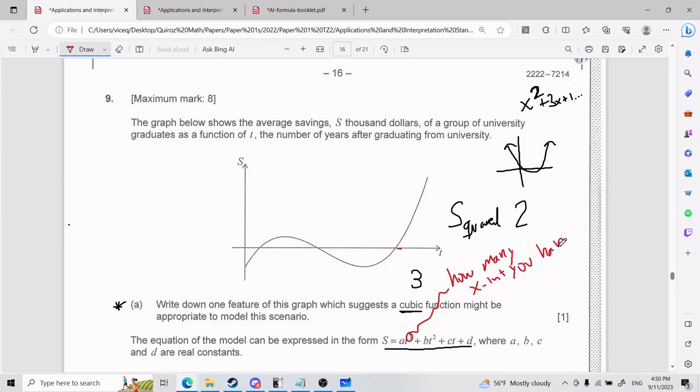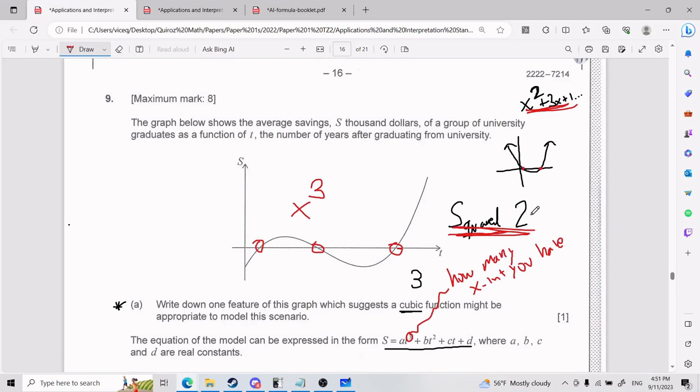And so how many x-intercepts do I have here? I have 1, 2, and 3. And so because I have 3, that means I have to have an x cubed somewhere, see? So that is a good reason to have a cubic function, because I have 3 x-intercepts. If I have only 2, like in this example here, if you have x squared, how many zeros do I have? I've got this one there and this one there.